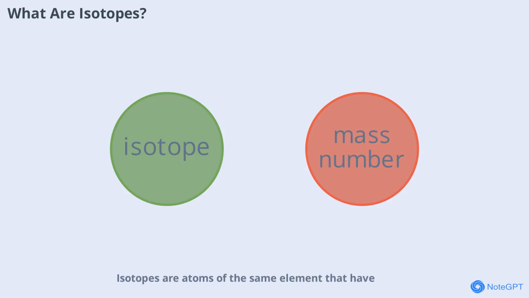Isotopes are atoms of the same element that have the same number of protons but different numbers of neutrons. This means they have different mass numbers. For example, hydrogen has 3 common isotopes, protium, deuterium, and tritium, with mass numbers 1, 2, and 3 respectively. Isotopes can have different physical properties even though they're the same element.